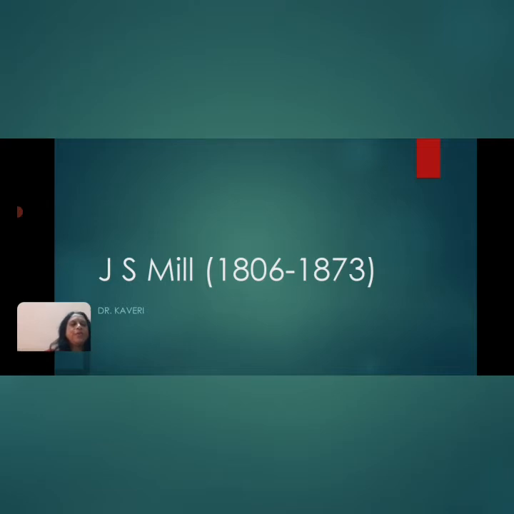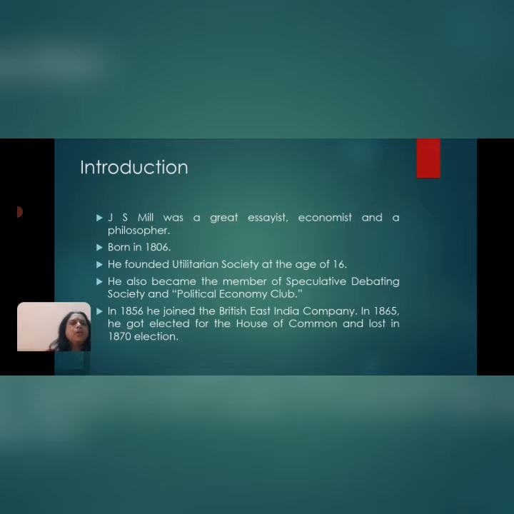Today I am going to explain you something about J.S. Mill, a great economist as well as a political thinker, his contributions towards the political science. So let me start with an introduction.